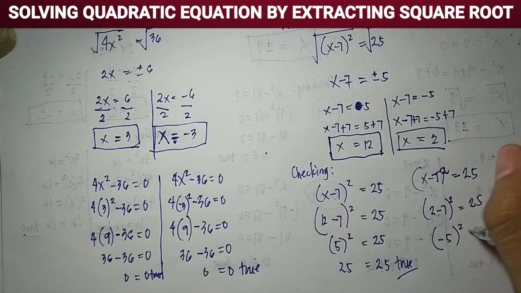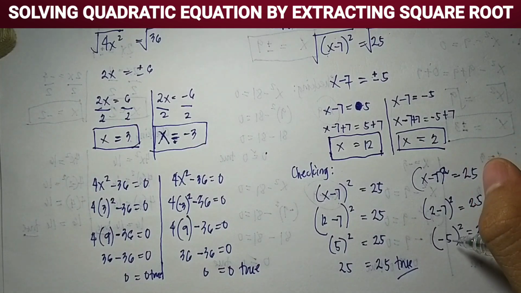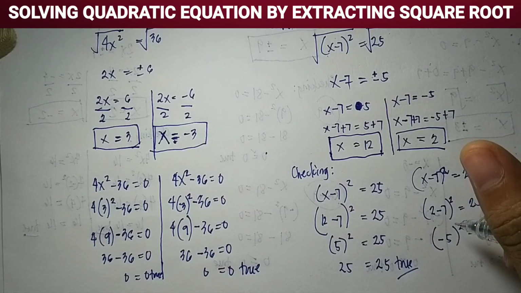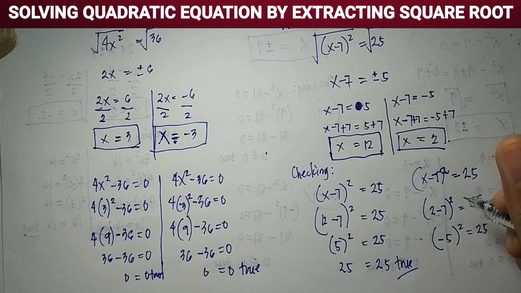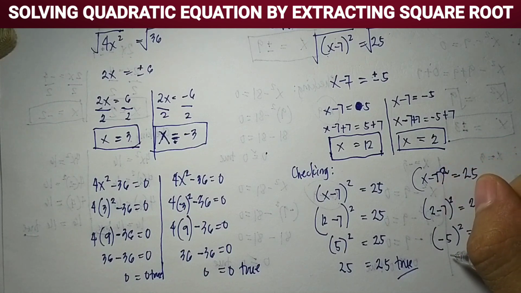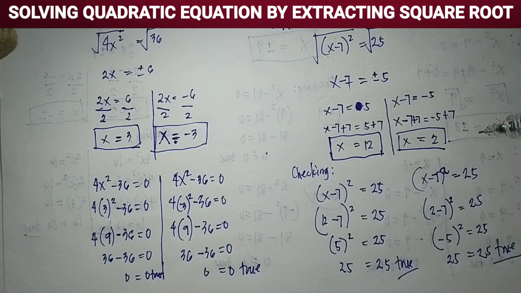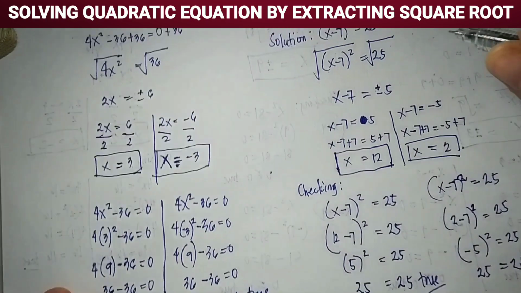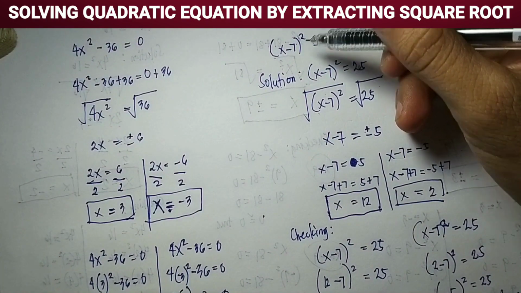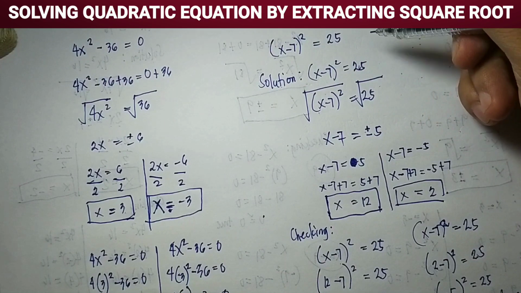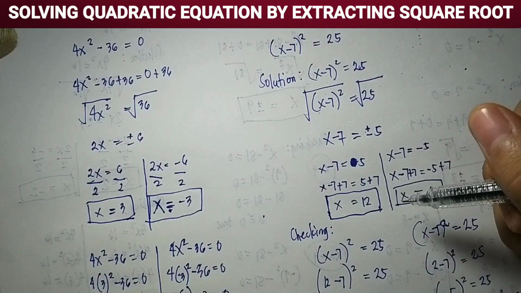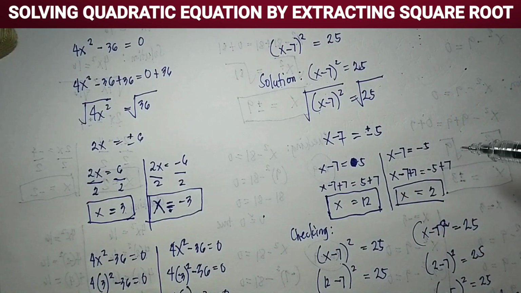O, negative 5 squared is equal to 25. Negative 5 squared, that is meaning that is negative 5 times negative 5. So, that is positive 25. O, which is true man daig gihapon. So, correct ang atong answer nga 2. So the roots of the square of x minus 7 is equal to 25 are positive 12 and positive 2.